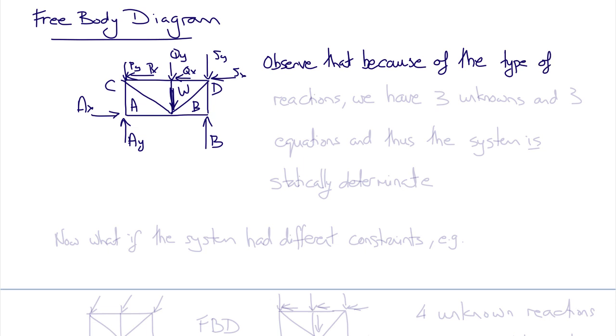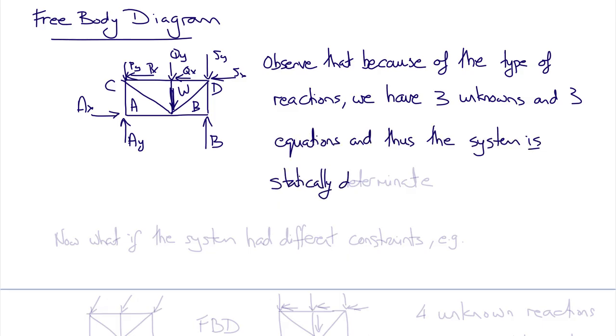So, observe that because of the types of the reactions, we have 3 unknowns and 3 equations. The system is thus statically determinate. We have enough equations to solve for the 3 unknowns.